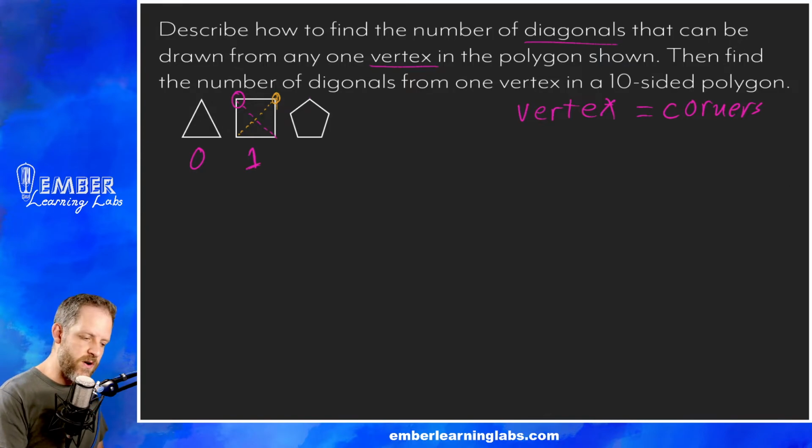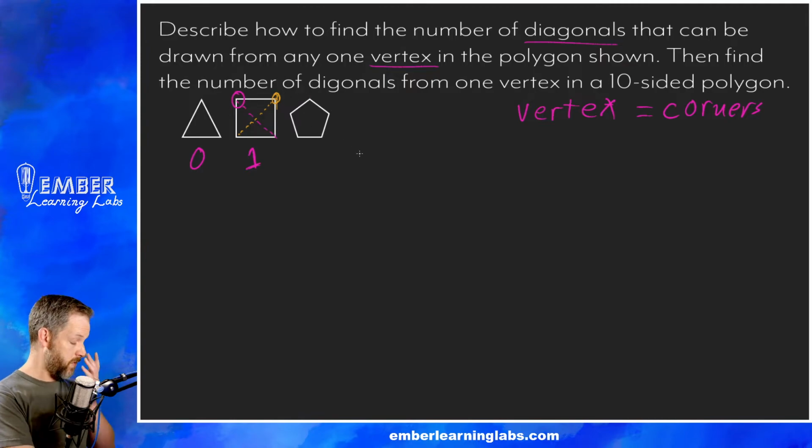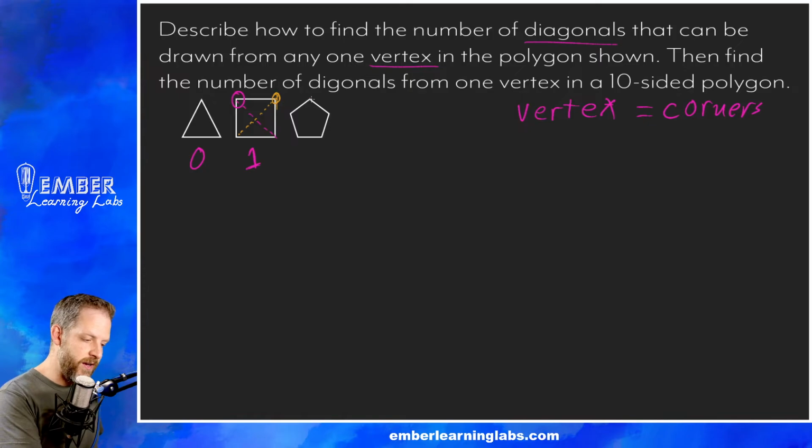How many can we draw on the pentagon? So this one, we can draw 1 to here, and we can draw another 1 to right there. Because if we draw here, that's on an edge, and we don't want that, right? And here it's on an edge, and we don't want that. So this one, we get 2.